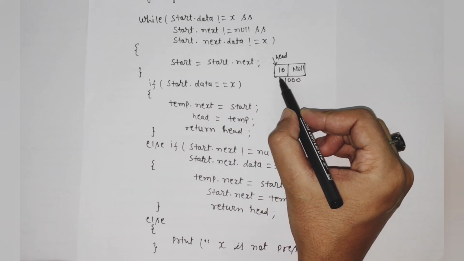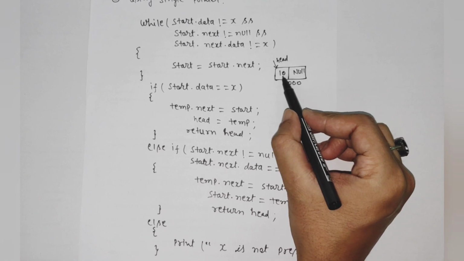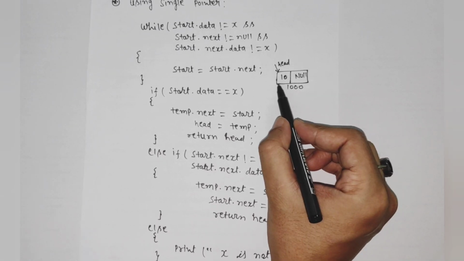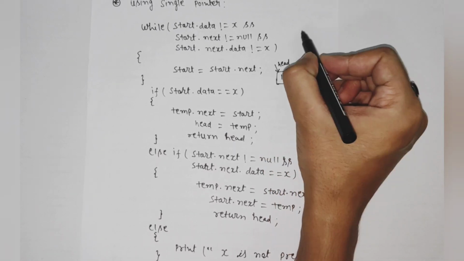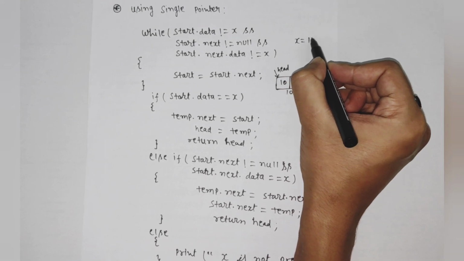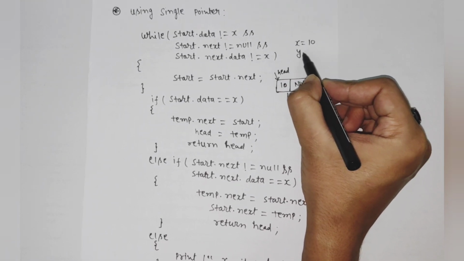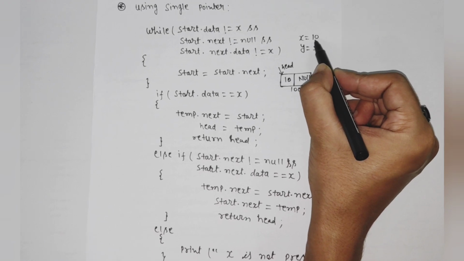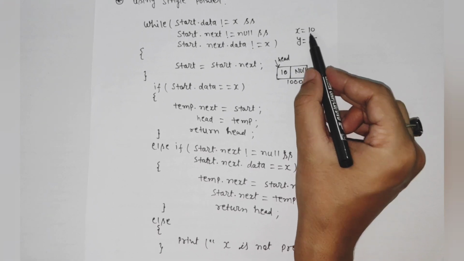Suppose we have a linked list which contains only one element, which is 10, and our x is also 10. So our x value is 10 and we want to insert a node y equal to 5. So we have to insert this y before 10.